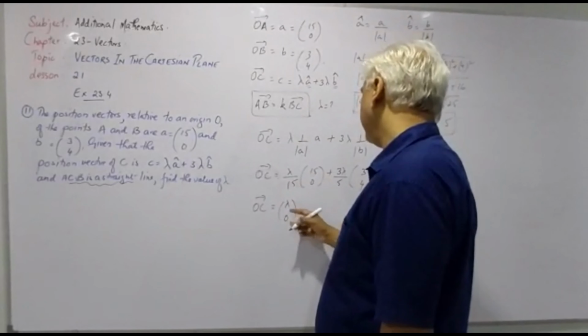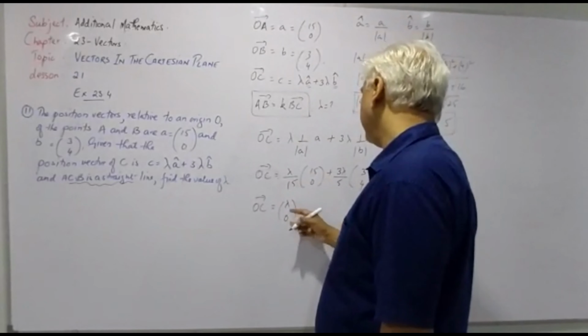Minus OA would give you 15, 0. Okay, I'm running out of ink. So this 3 minus 15 is minus 12, and 4 minus 0 would give you 4. This is what AB is equal to. Now, let's find BC.